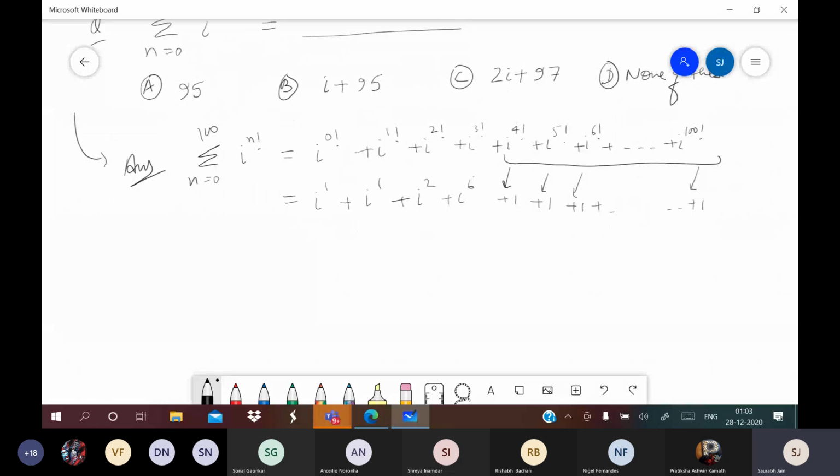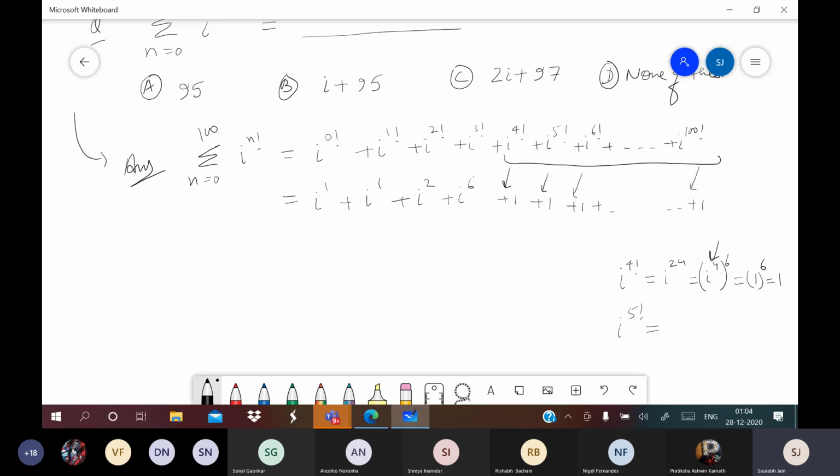Let me explain. Because see, 4 factorial is 24. This can be written like this using exponents. And we know that iota to the power 4 is 1, that is why its value will be 1. So this 4 is going to decide the value, right? Because iota to the power 4 is 1, and 4 will occur in every term.